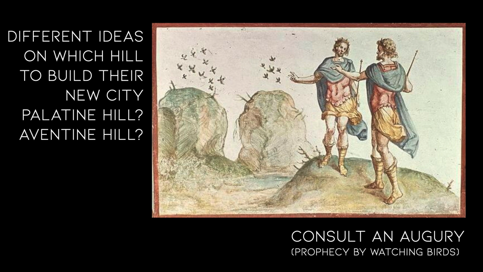Each of them decided they had seen a sign. Remus said, "I saw 6 birds, and therefore we should build it on the Aventine." But Romulus said, "Oh, I saw 12 birds, so we should build it on the Palatine." Remus said, "You may have seen more, but I saw mine first, so therefore we should start the city on the Aventine." And they both quarreled and couldn't decide.